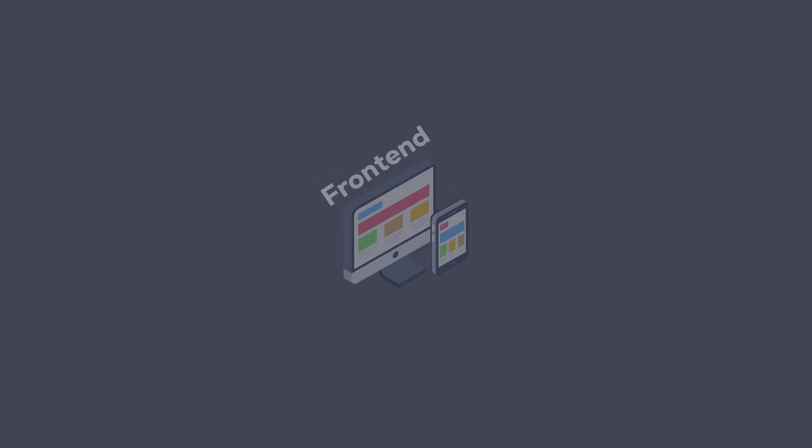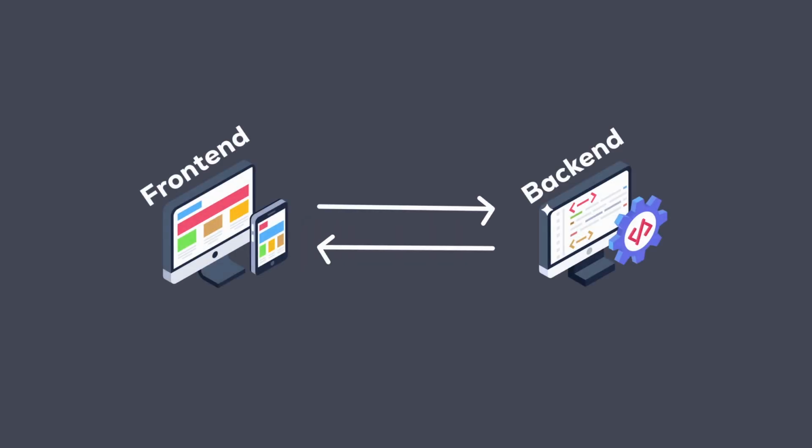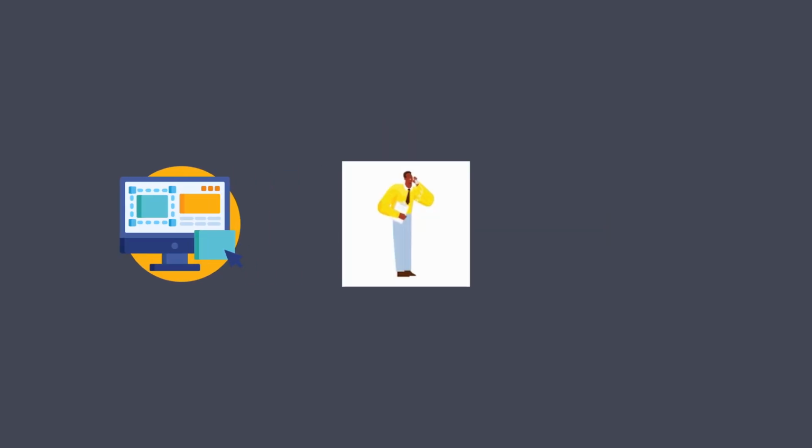Have you ever wondered how the front end and back end of a website talk to each other and show you the data you asked for? That connection happens because of something called an API, which stands for Application Programming Interface. You can think of an API like a middleman between the front end and the back end.